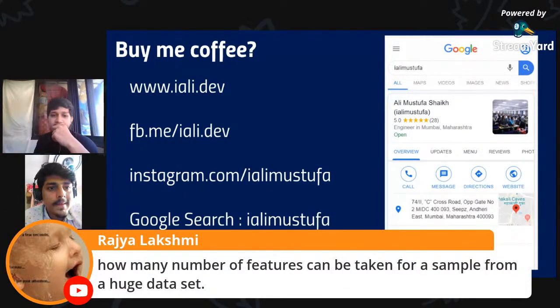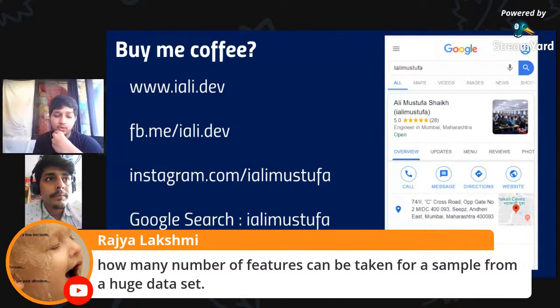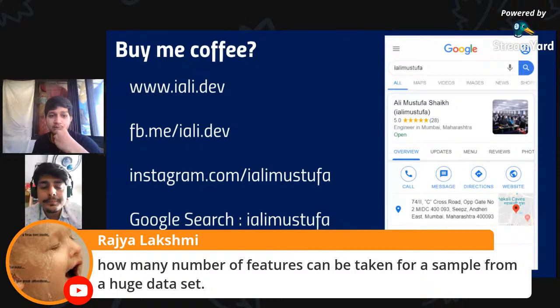How many features can be taken for a sample from a huge data set? It really depends on how valuable the features are. If all are valuable features, you need to take all of them. It depends on how variable the features are, how good the features make the model, and how they correlate with each other. There is no minimum or maximum number of features, but you can actually use all of them.